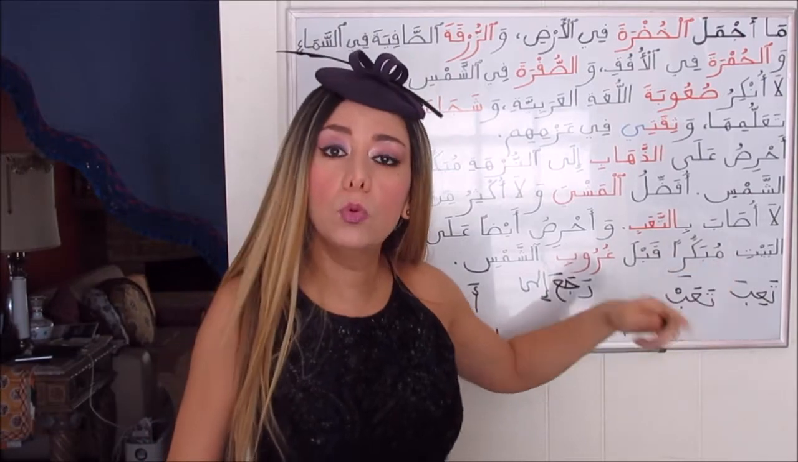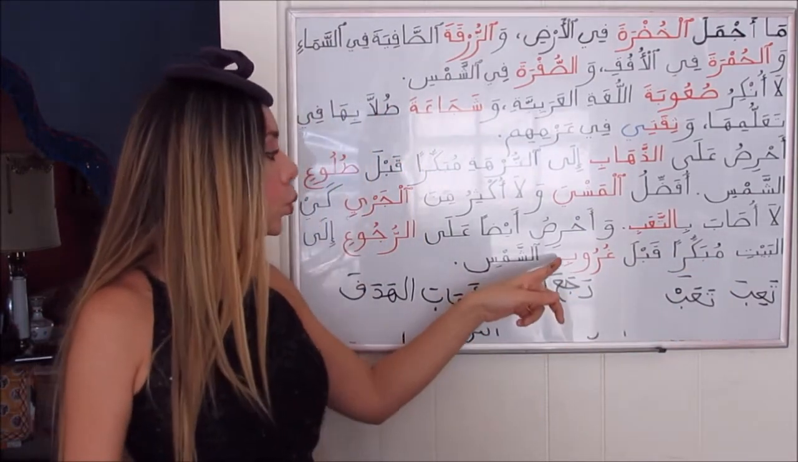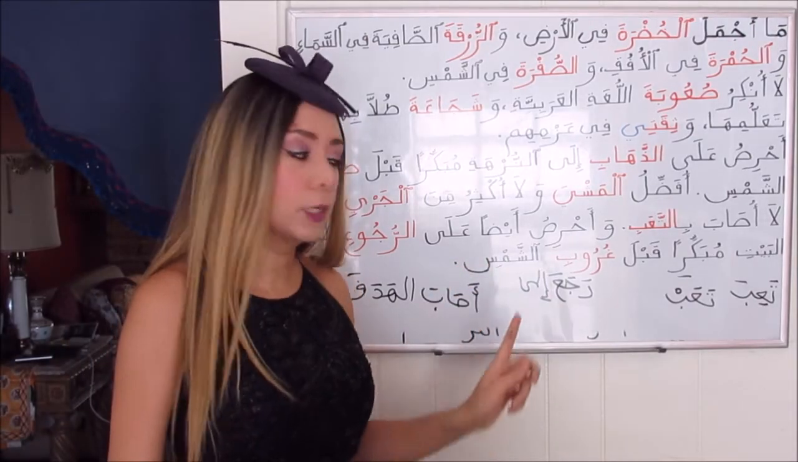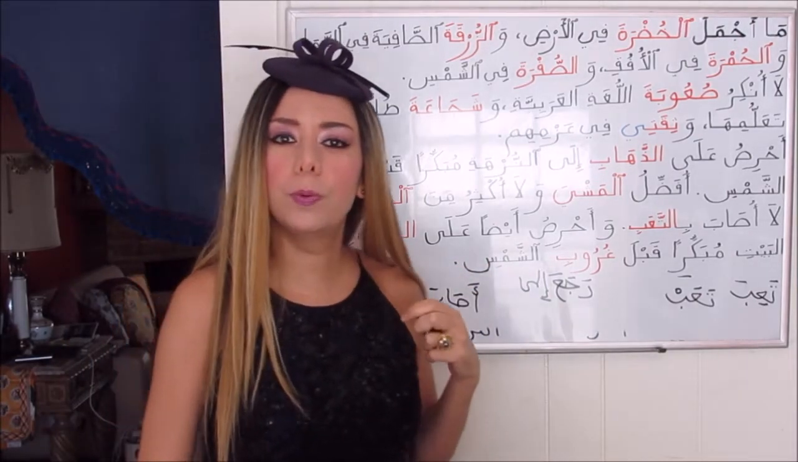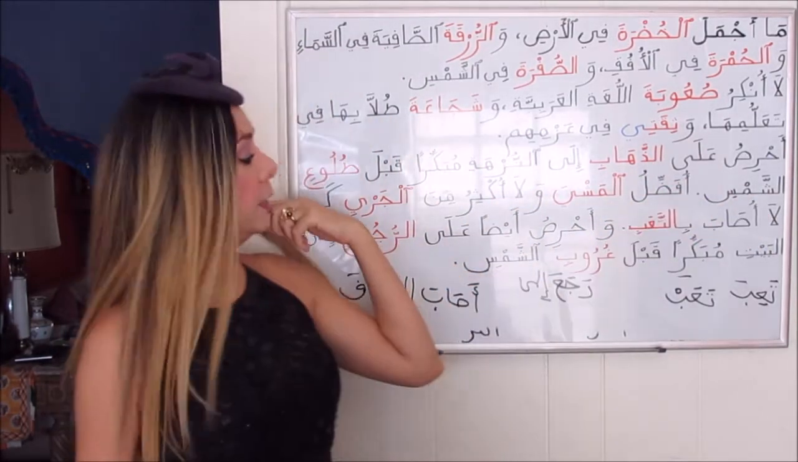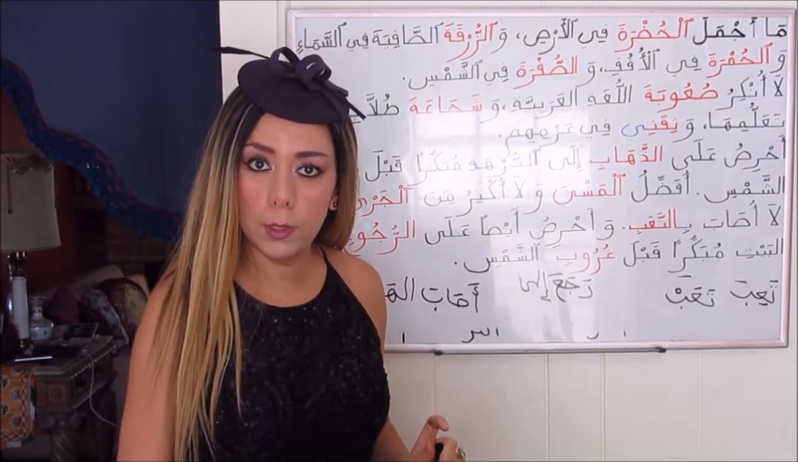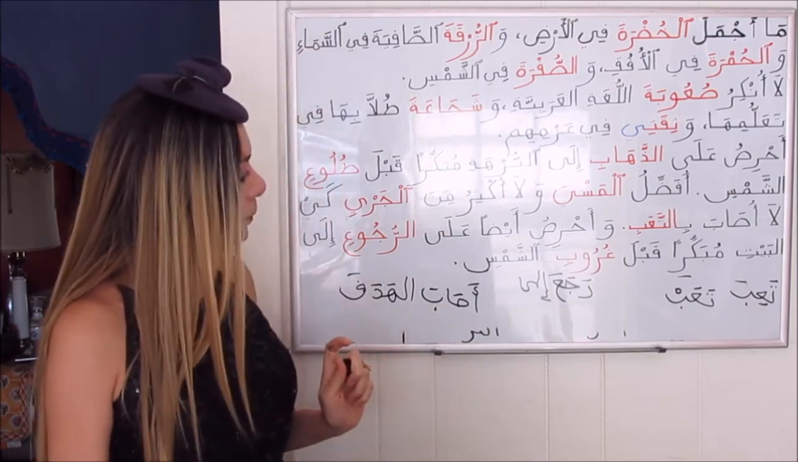مبكرا. Early. قبل. Before. غروب الشمس. الشمس. Sun. غروب. Set. Sun sets. طلوع الشمس. Sunrise. And the rhyme. طلوع, غروب. فعول. Okay?